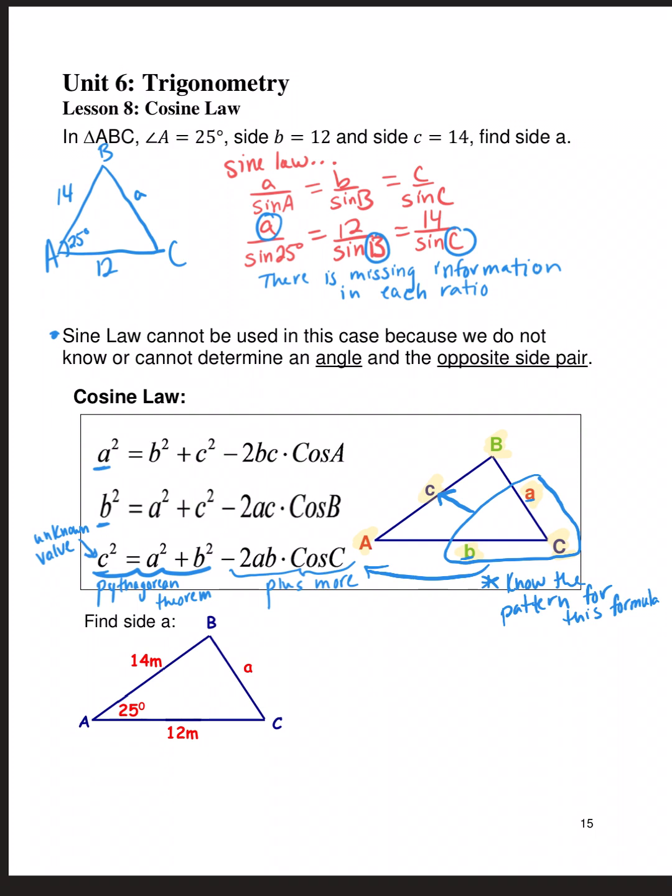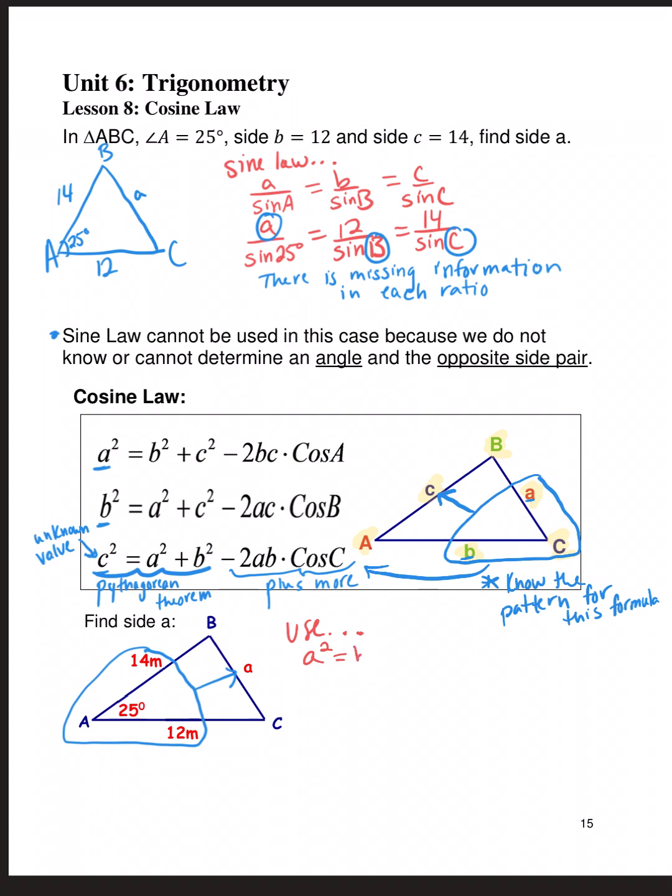So if we revisit the triangle that we had up above, let's see if we can now find side A using cosine law. So once again, I'm going to circle these three. These three are what I have to work with, and I'm trying to find side A. So if I'm trying to find side A, let's use, right from our cosine law, A squared, because that's my unknown value.